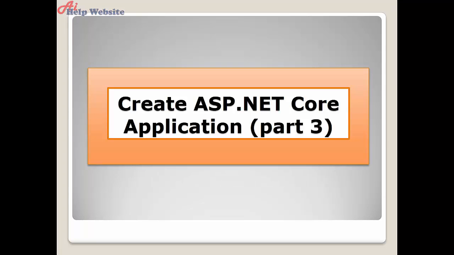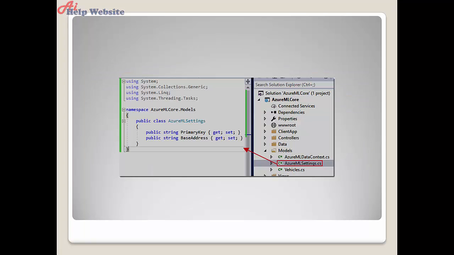Next, create ASP.NET Core Application Part 3. We'll create a class file that will store our settings that we're going to need to call our web service. So we'll create a class called Azure ML Settings with two properties, primary key and base address.